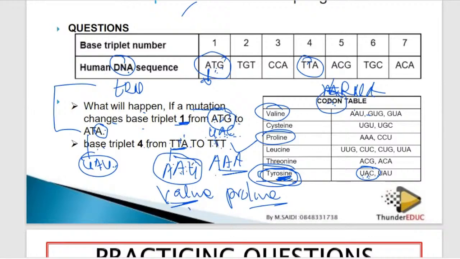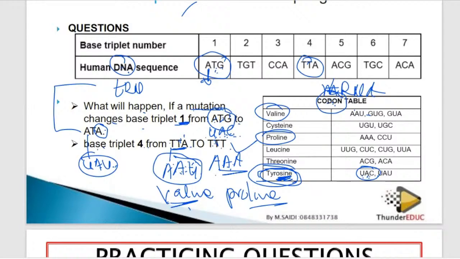So it means that now this will code for this, of which this code is for valine, and then this, you write this in full, AAA, which codes for proline. Therefore, a different protein will be formed because of the different amino acid. That's scenario number 2. Scenario number 3 will come.